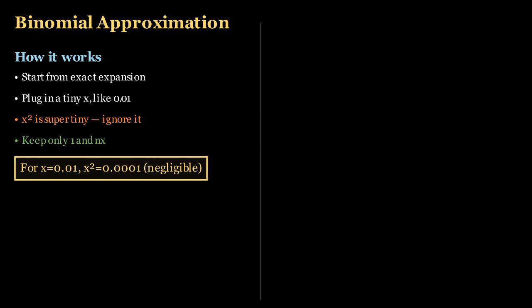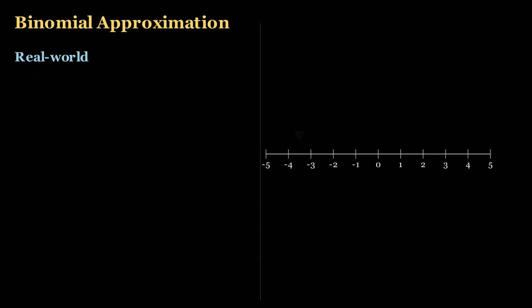Let us use this to estimate the square root of 1.04 without a calculator. First, rewrite the square root as 1 plus 0.04, all to the power 1/2. Here, our small x is 0.04, and n is 1/2. The approximation says this is about 1 plus n times x. That is 1 plus 1/2 of 0.04. 1/2 of 0.04 is 0.02. So our estimate is 1.02.